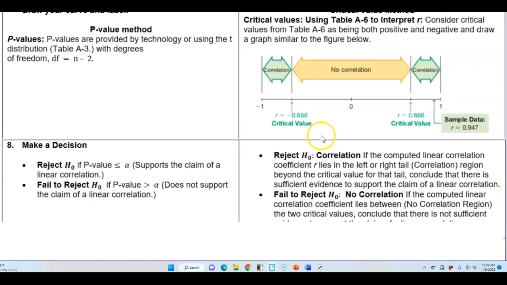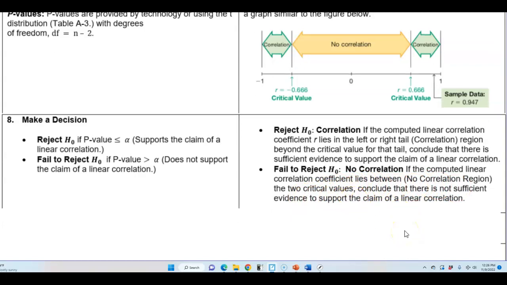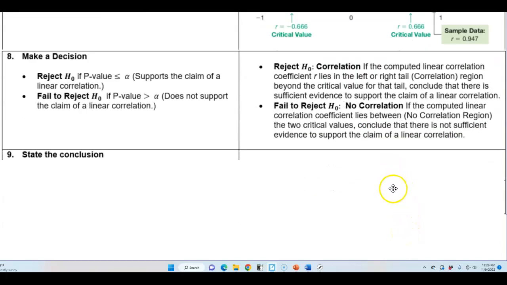Now for the critical value method, we reject the null, meaning there's a correlation, if the computed linear correlation coefficient r lies in the left or right-tailed correlation region beyond the critical value for that tail. You conclude that there is sufficient evidence to support the claim of a linear correlation. And you fail to reject the null, which is no correlation, if the computed linear correlation coefficient lies in the no correlation region between the two critical values. You conclude that there is not sufficient evidence to support the claim of a linear correlation.